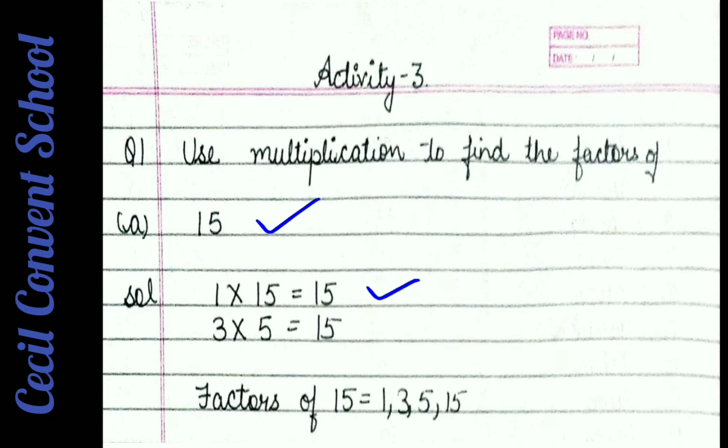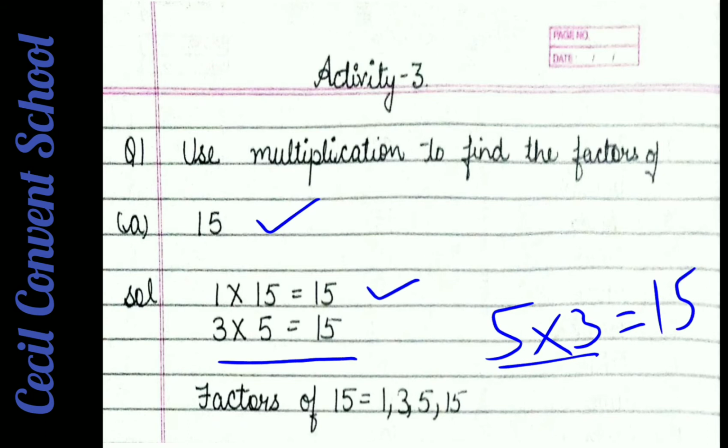Clear? Now we will check, does 15 come in the 2 table? No. So we go to the next number. The next number is 3. Does 15 come in the 3 table? Yes, at 5s. So we write 3 5s are 15. Does 15 come in the 4 table? No. Then we check the 5 table. Does 15 come? Yes. Clear? 5 3s are 15. But student, now you are able to see that 5 and 3 are repeating again. The same numbers are repeating. So what do we do? We will stop here. Clear?